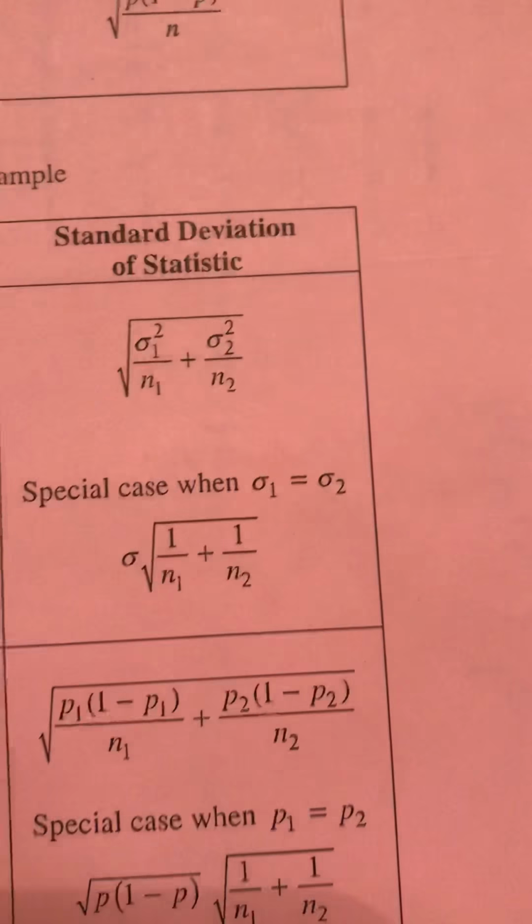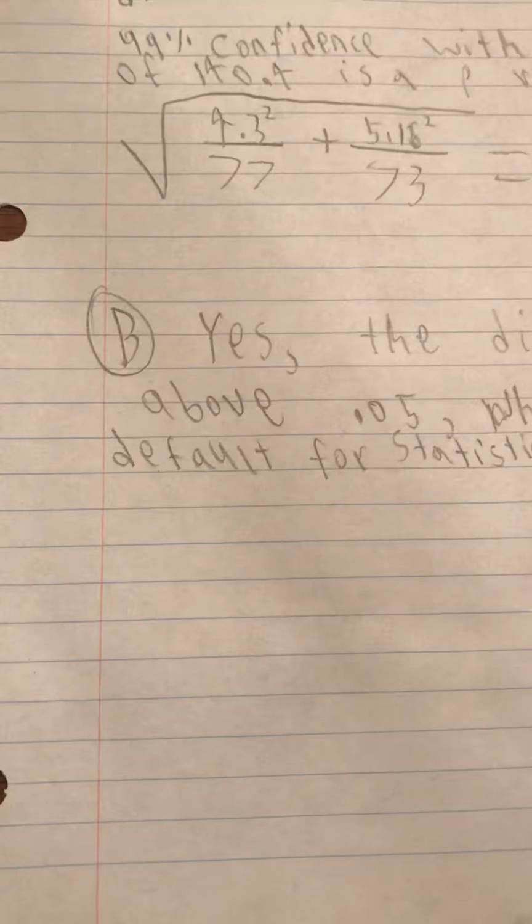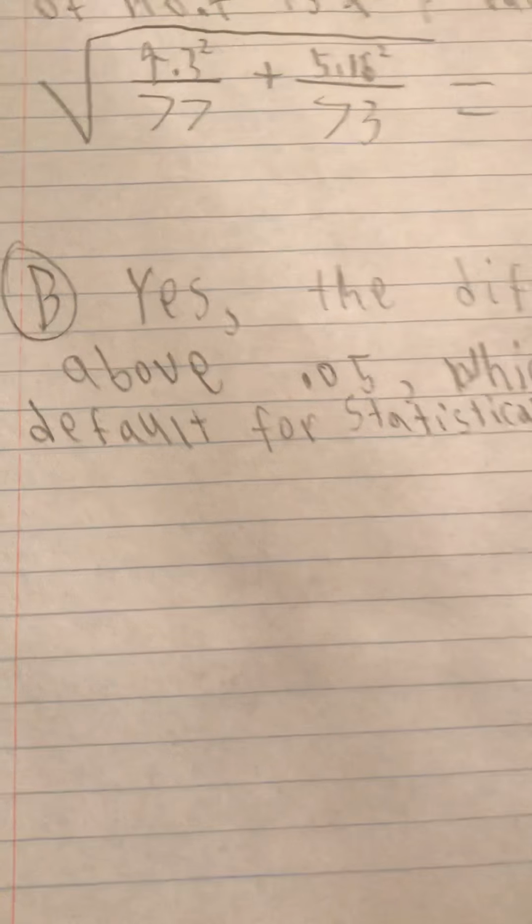So all of that, along with the difference of sample means, you can see, is just 0.778 is the difference. Okay, so on to B.